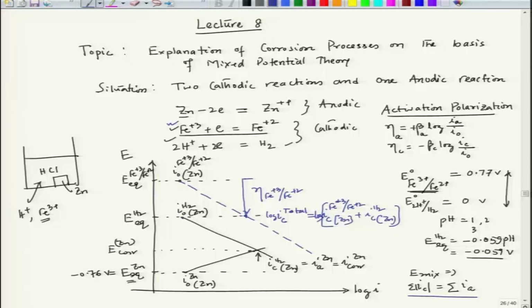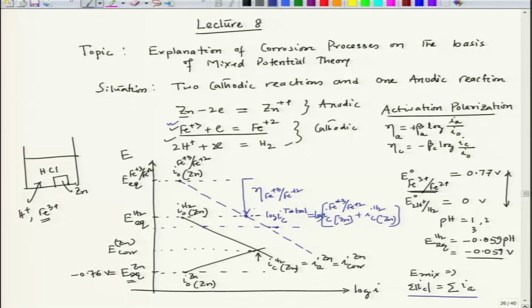And that means the log point will shift to the right, because the actual total I c would be following a different line. If I consider a particular potential, that current value should be a little higher, because this one and this one are added up and then we take log. So, it will come here. Similarly, this one and this one are added up and this point will come here. And now, you see that it will be parallel to that.